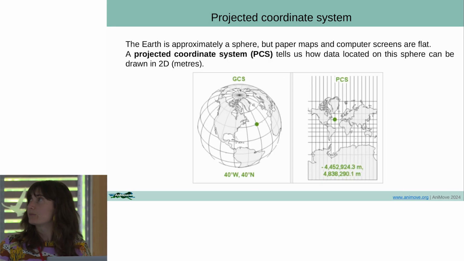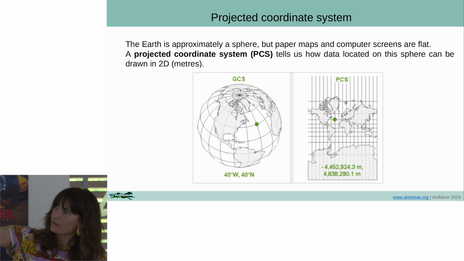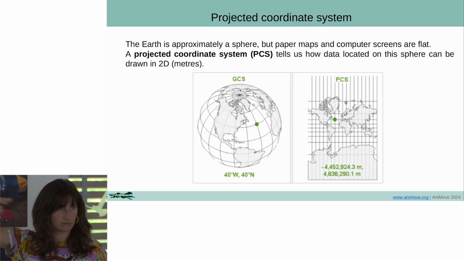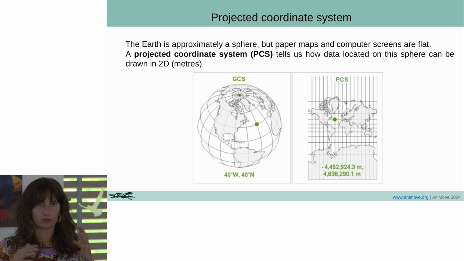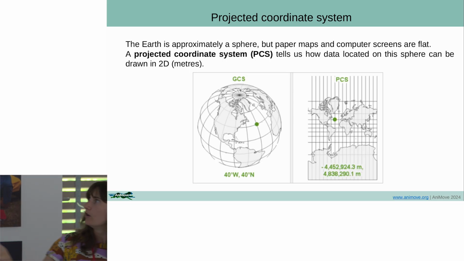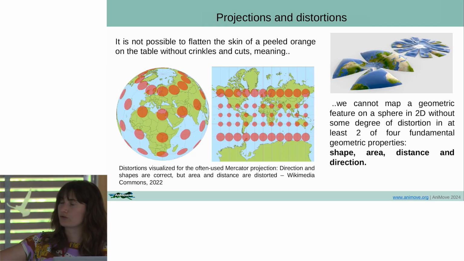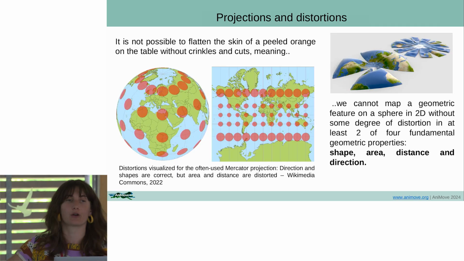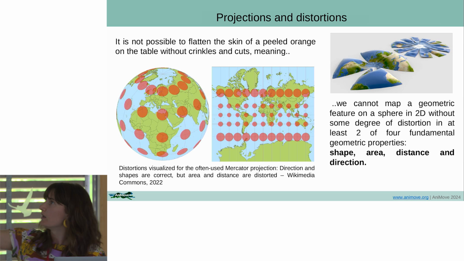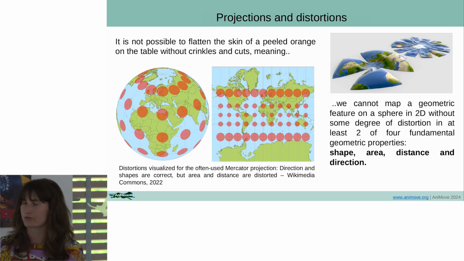But then we also need a projected coordinate system. And this is because our computer screens are flat, maps are flat. And so to represent a point that is on a spherical object on the plane, we need a way to project this, to transform it so that we can find it also in 2D. The problem is that if you try to flatten, for instance, the skin of an orange on a flat surface, you will realize that it's not possible to do it without creating some crinkles on the skin. And these are basically distortions that are natural to all our projections. We can't get away from it.